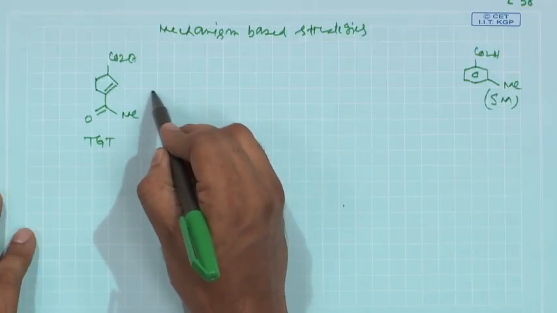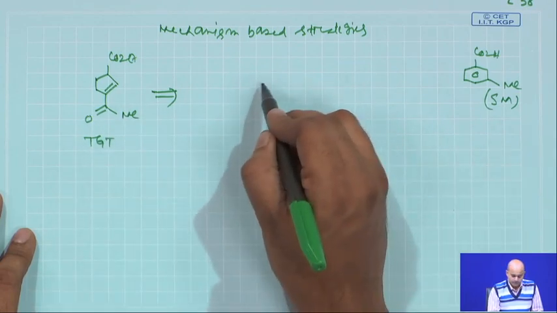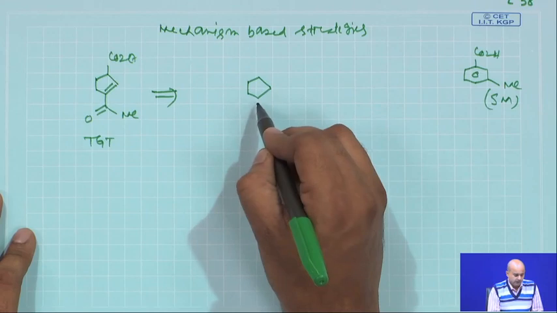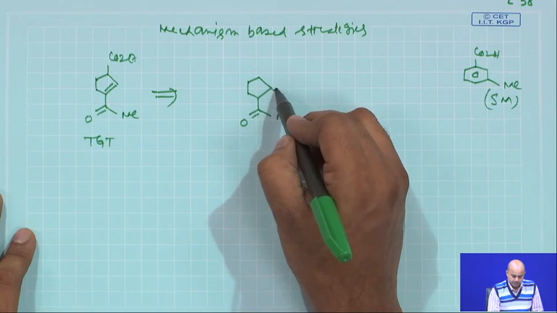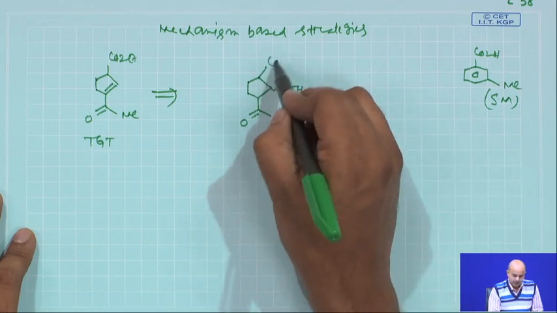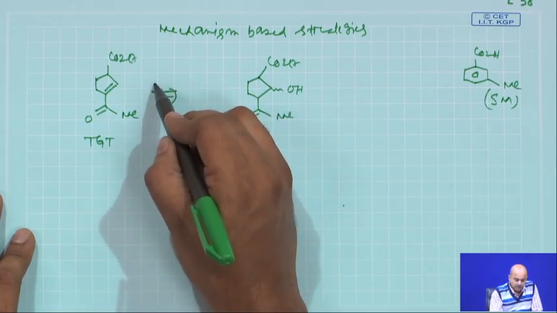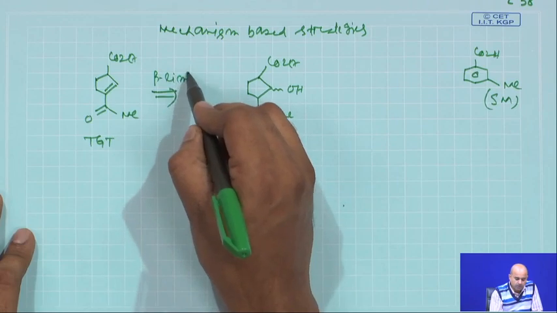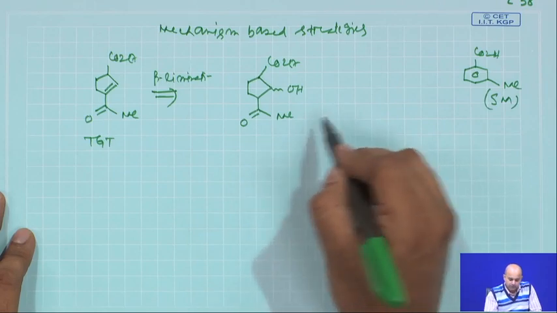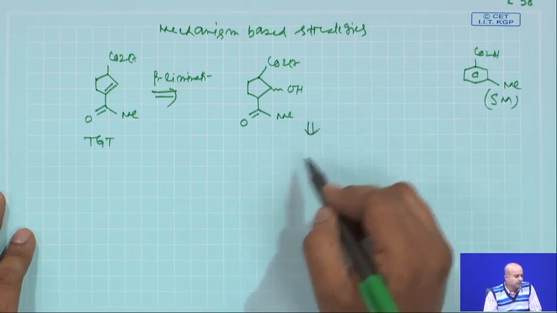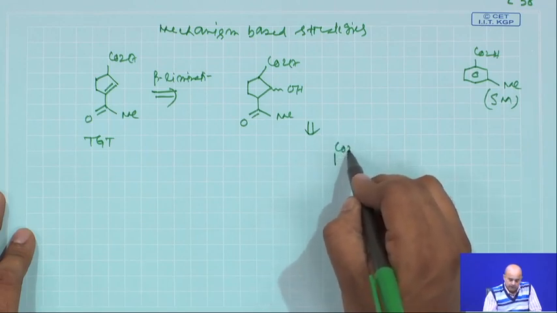Now, here if you do the retro, as it is an alpha beta unsaturated compound, probably the best retro will be the simple aldol dehydration, which we discussed many times. If you have a compound something like this, it will undergo a simple 1,2 beta elimination of a water molecule, which is nothing but an aldol dehydration. Now you try to draw the parent diketone compound which will undergo this aldol reaction.